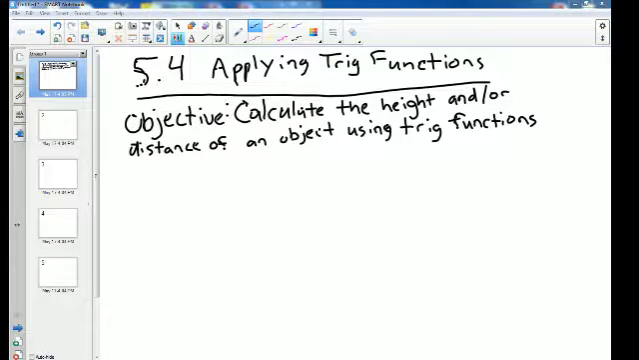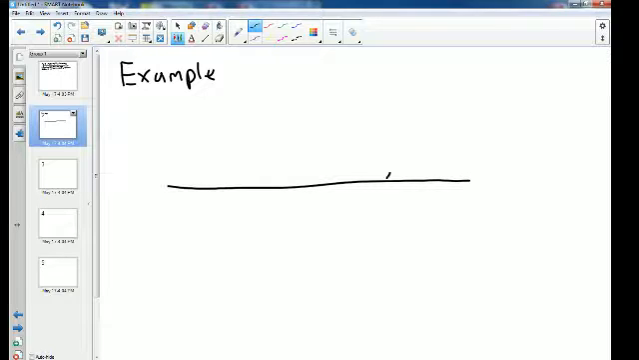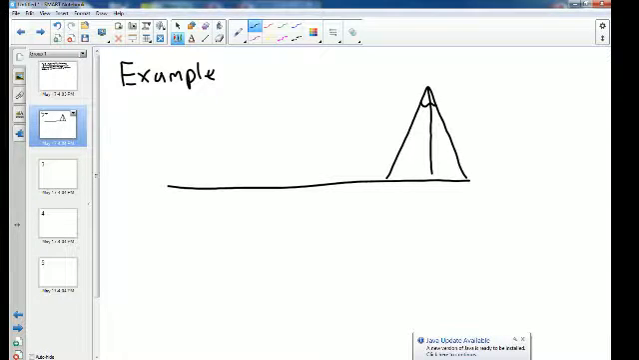Towards this is to calculate the height and/or distance of an object using trig functions. Okay, so the first example will be finding, let me draw the picture first, the height of a mountain, and then of this guy's view.